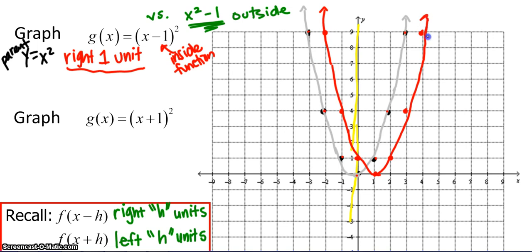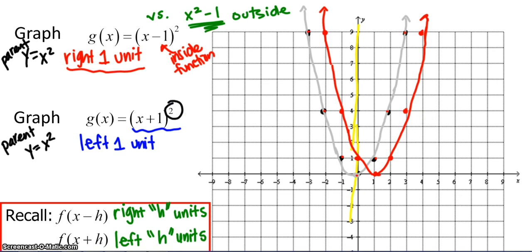So what does adding 1 do to the function when we add that 1 inside the function? It's going to cause our function to go left 1 unit. Well, what function will go left 1 unit? It's the parent function, and I can tell that the parent function is y equals x squared because of this squared right here. So I'm going to go back to my parent function, which is my gray one, and I'm going to identify key points on that parent function, and I'm going to translate them to the left 1 unit.